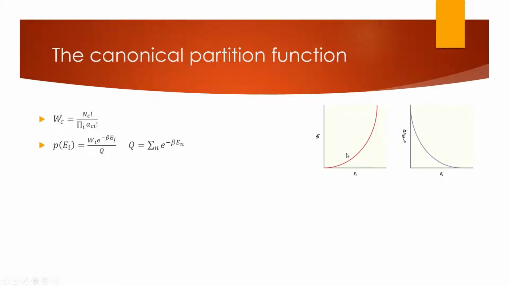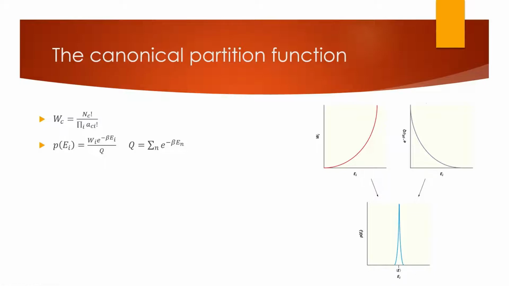So what happens as we multiply the weight with increasing energy against e to the minus beta E_i, in this case over Q, that's decreasing? We end up having the product of these two functions, which represents itself like this. And we can see that the majority of components to our ensemble will have energies at the average energy or very near the average energy.